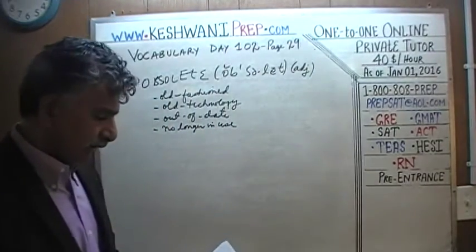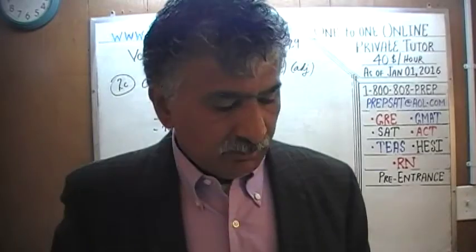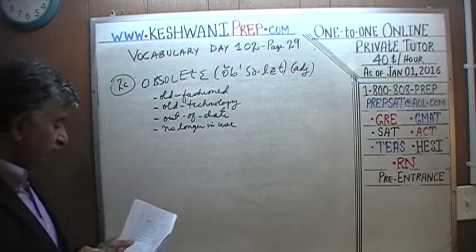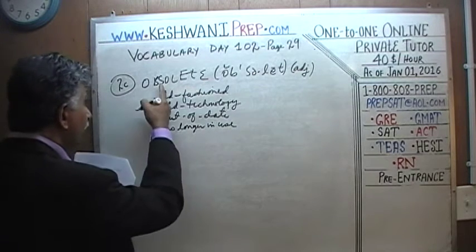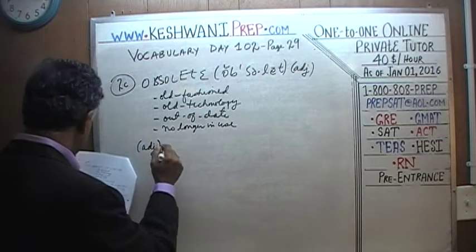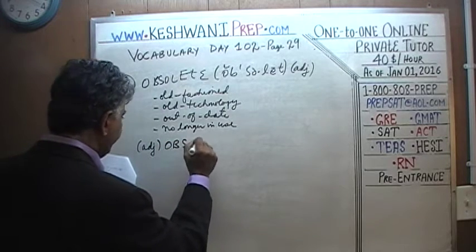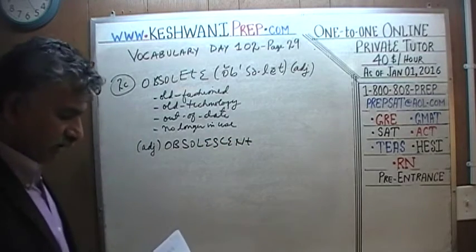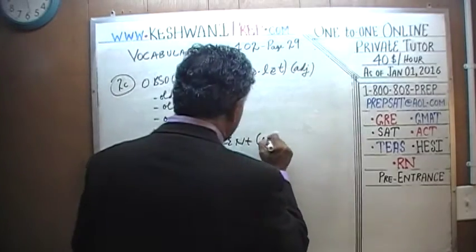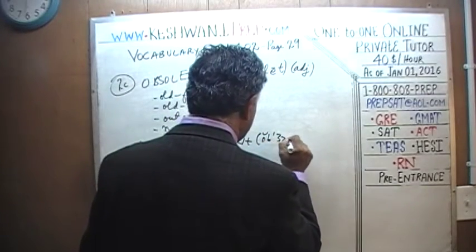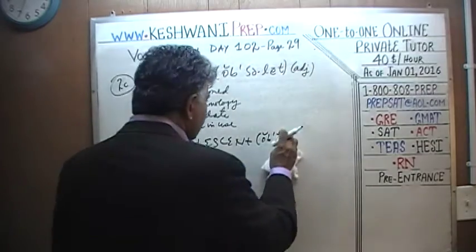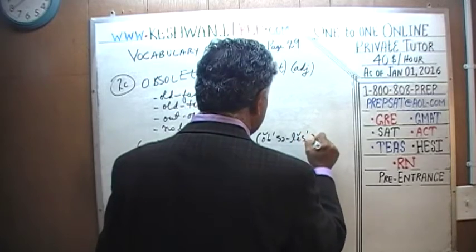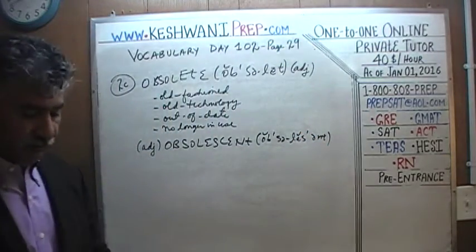Everybody knows the meaning of the word obsolete. Do you know the adjective? This is an adjective, but on the form of obsolete, it has two forms. You can say it's obsolete, or you can say it's obsolescent. Obsolescent. The question is, what is the noun of it?